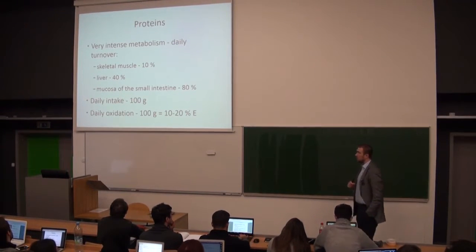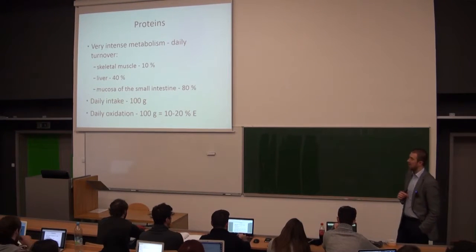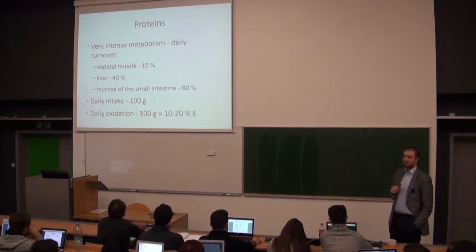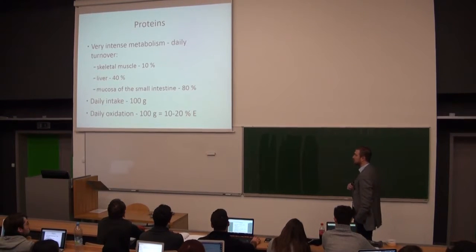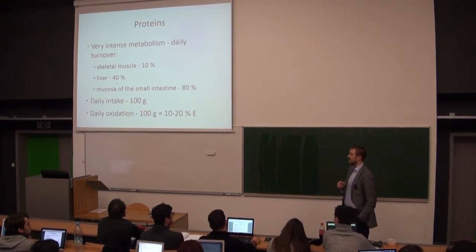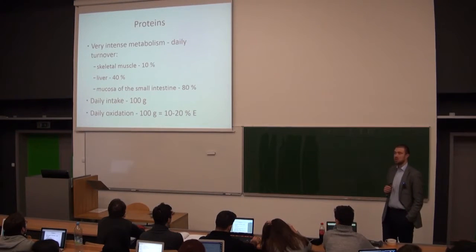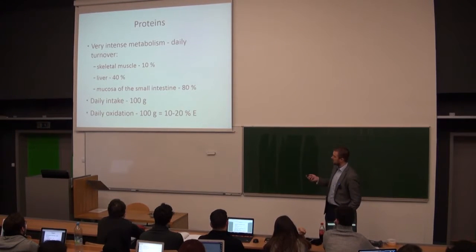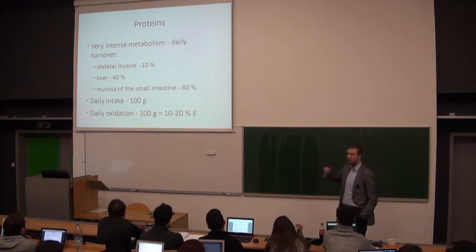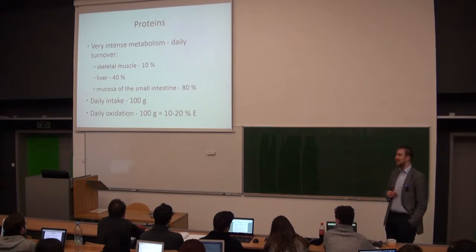If we take a global sum of the amount of proteins that we have in the standard diet each day, it's around 100 grams. Yes, that's the average number. And since we do not have the ability to store proteins, typically if you are an adult, you burn the same amount. That means that the oxidation is also around 100 grams per day. And if you convert it to the amount of energy that your body utilizes, it's about 10 to 20% of energy.